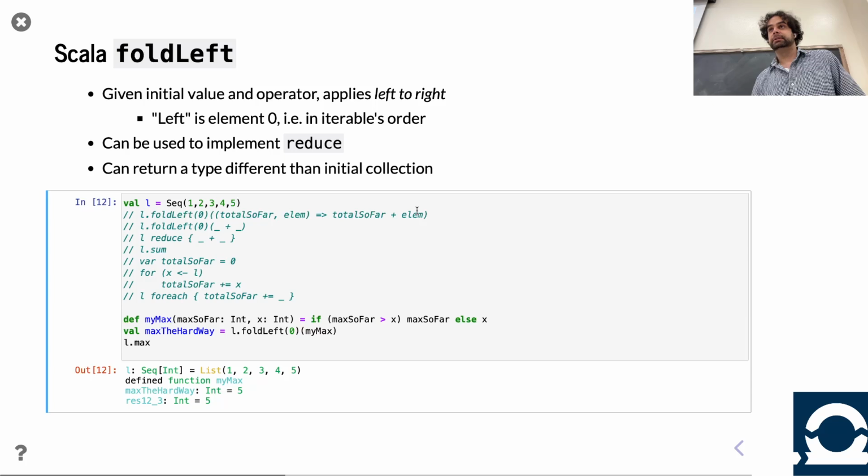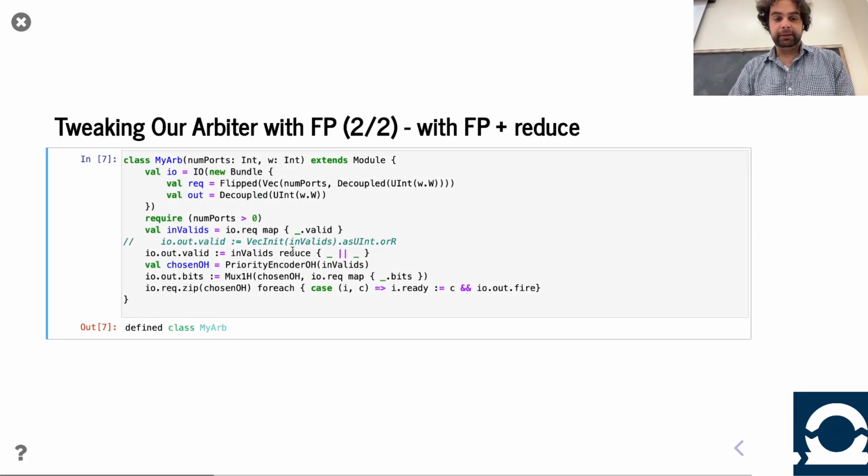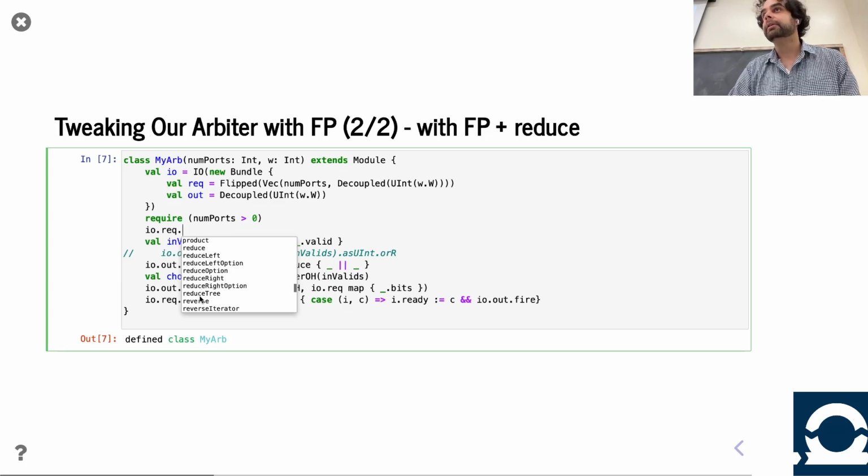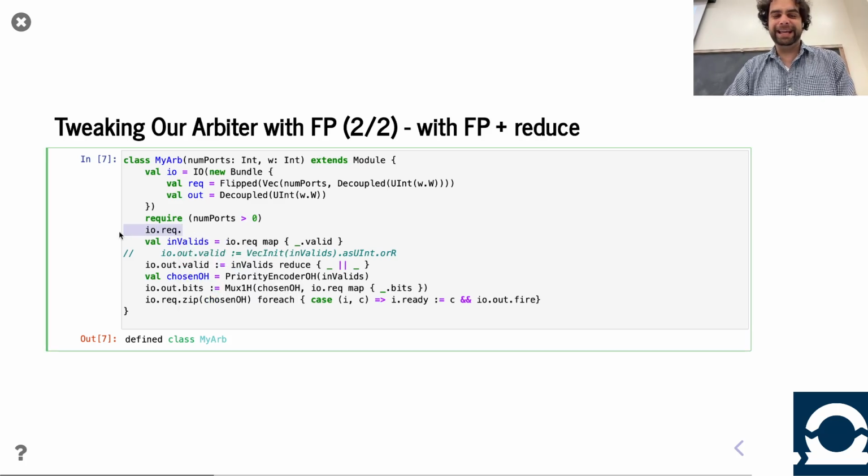Yes, question. Do Chisel Vecs have fold left? They should. Let's say I forget if they do. Let's use the power of a more complete programming environment to answer that question. Dot. Now we can see all the things defined on this Vec. Do we have fold, and do we have a reduce? Yep, we got reduce. So the answer is yes.